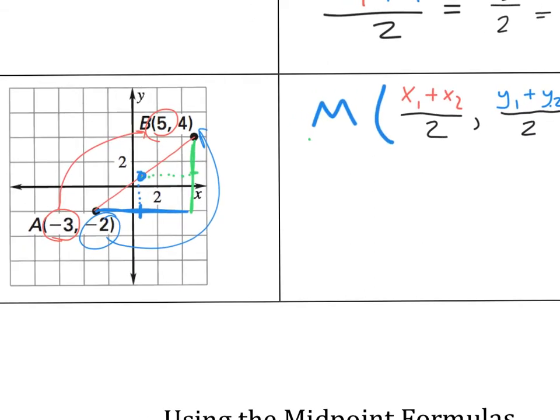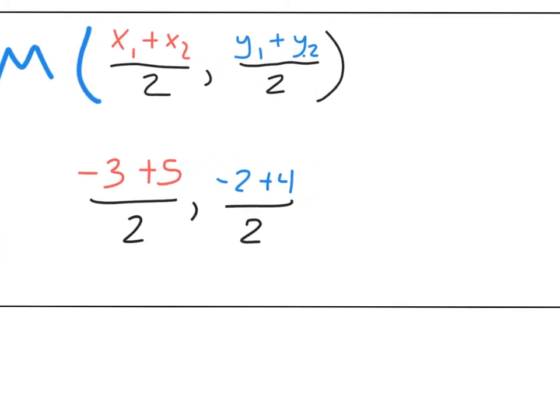All right, so I'm going to start at -3, so -3 plus the 5, all divided by 2. And then for the blue, over here is negative 2 plus the 4, all divided by 2. And notice I'm finding the point M. All right, so now we just have to simplify this.